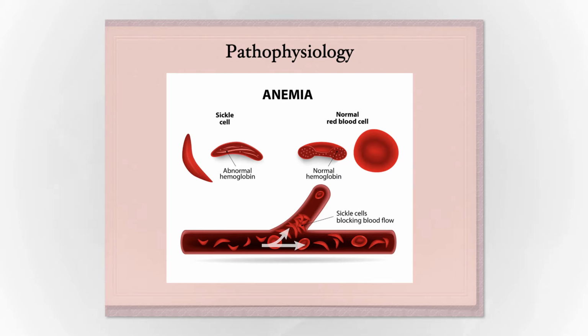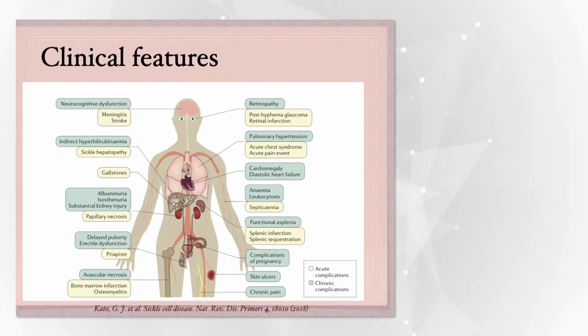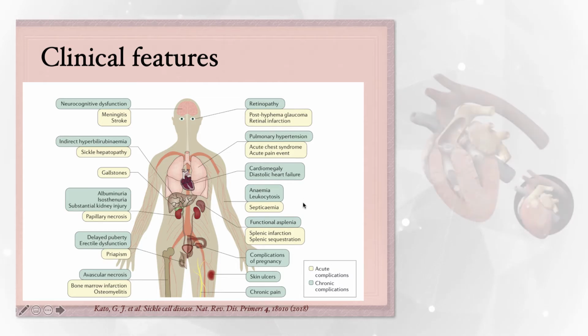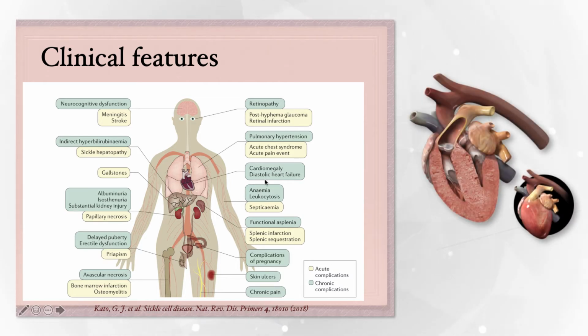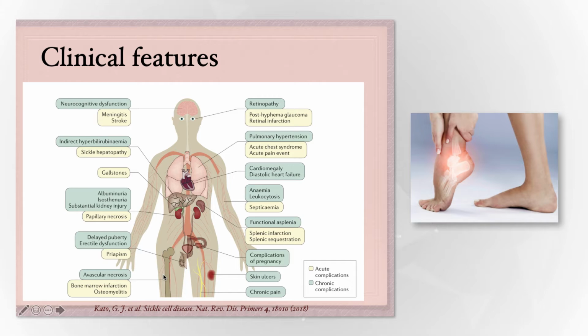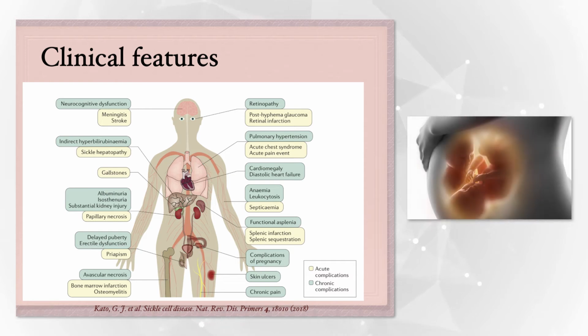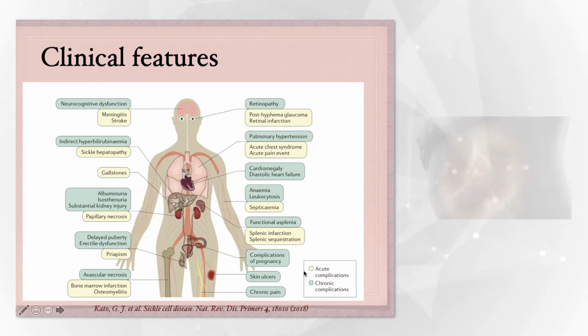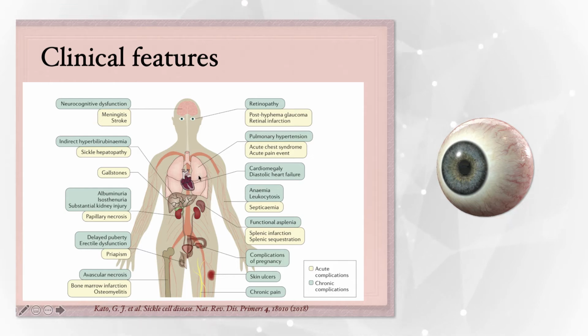Which organs can be affected? Any organ. Let's see some examples in this very good illustration, also from the same Nature article. In green, a chronic complication; in yellow, the acute complications. Let's take any organ, for example. Heart, it might have cardiomegaly or diastolic heart failure because of the chronic anemia. Bones, they might have avascular necrosis as a chronic complication, or bone marrow infarction or osteomyelitis as an acute complication. Even pregnancies can be complicated. Eyes might have complications, and so on and so on.